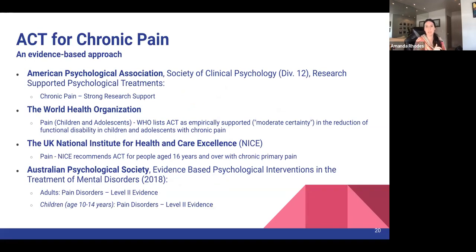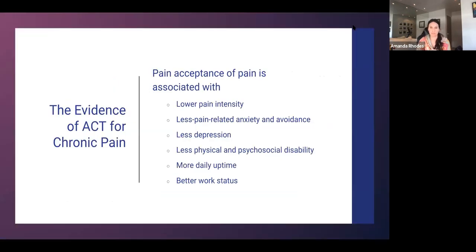ACT for chronic pain, it's newer than CBT, but it very much is an evidence-based approach. Lots of research recently has come out about effectiveness or efficacy of it, including the APA and the World Health Organization. And I want to specifically just mention here that especially in the UK National Institute of Health and Care Excellence, just recently ACT for people with pain, 16 and over, right? So some of it is also getting to, and the World Health Organization, children and adolescents with chronic pain, which is quite cool. If you want to move on to the next slide.